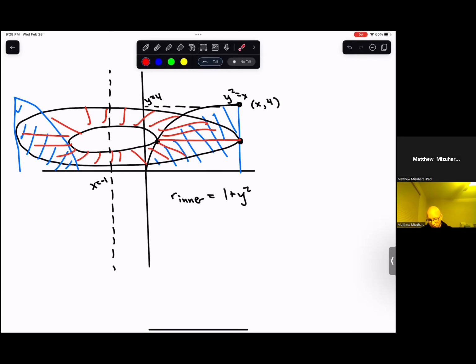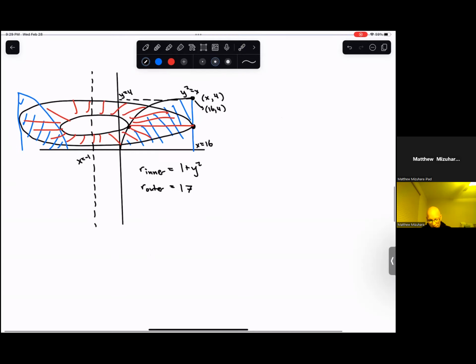Well, you look at the equation that was given. You say, y squared is x. So if I do 4 squared, that's my x. So this point must be the point 16, 4, which means this vertical line happens at the line x equals 16. Now I can see the distance from the center of my picture out to the edge where x equals 16. That distance is 16 plus 1, so 17. So my outer radius in this problem was 17.